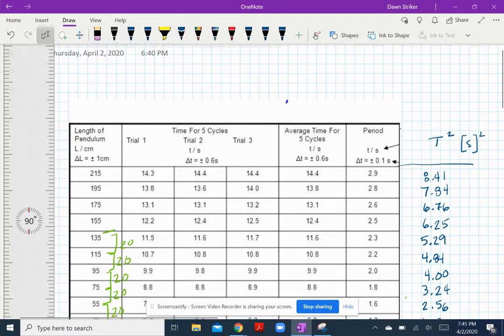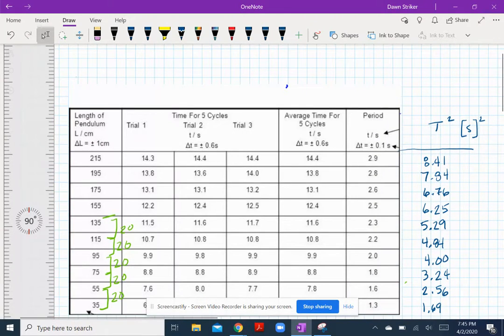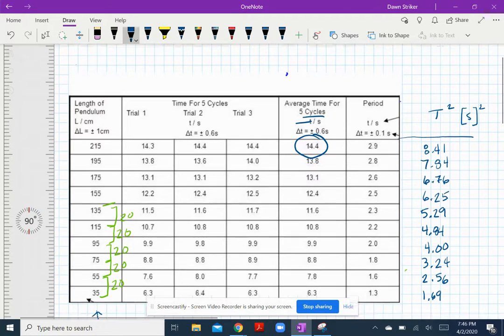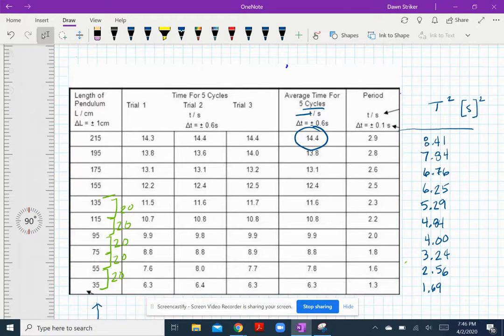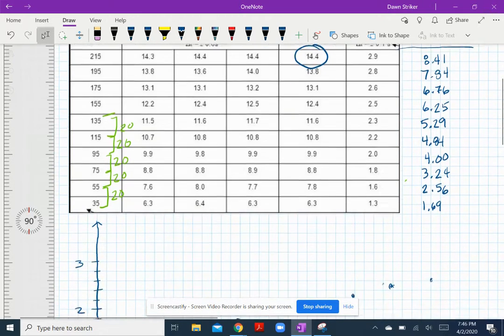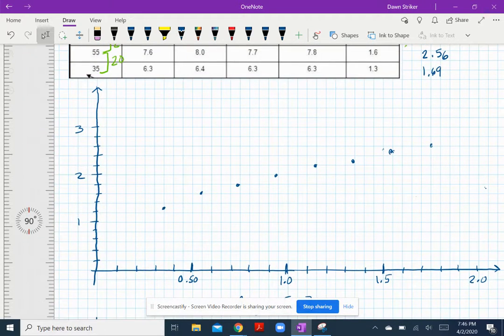On the left-hand side, I see a bunch of lengths. I see 3 trials for each length. I see that the time was for 5 cycles, and it looks like this person divided by 5 to get the period. So I've got a bunch of lengths and a bunch of periods, and I plotted the length versus the period.